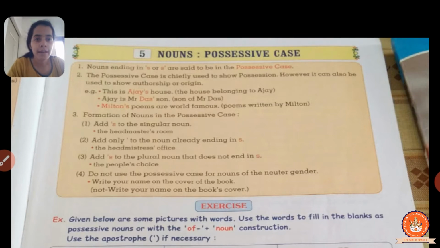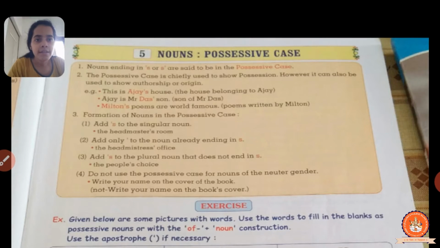So when do we use the possessive case? The possessive case is chiefly, mainly, used to show possession, that a thing belongs to someone. However, we can also use it to show authorship, or ownership of that noun, and its origin. Here we will see the examples given. There are three examples given, and we'll read them one by one and understand them.